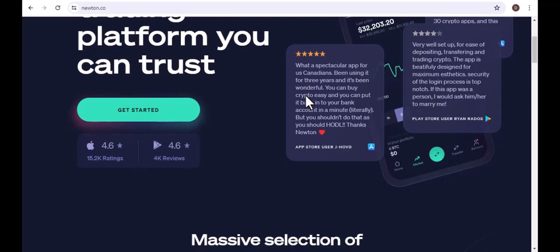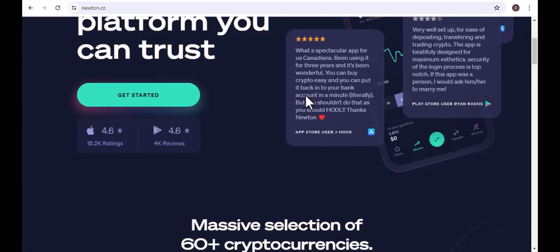Think about it. You've navigated the world of exchanges, maybe even braved the volatility, and now your Bitcoin is safely nestled in your Newton account. You've achieved a significant milestone. But the journey doesn't end there, does it? Owning Bitcoin is one thing, knowing how to leverage its value is another.